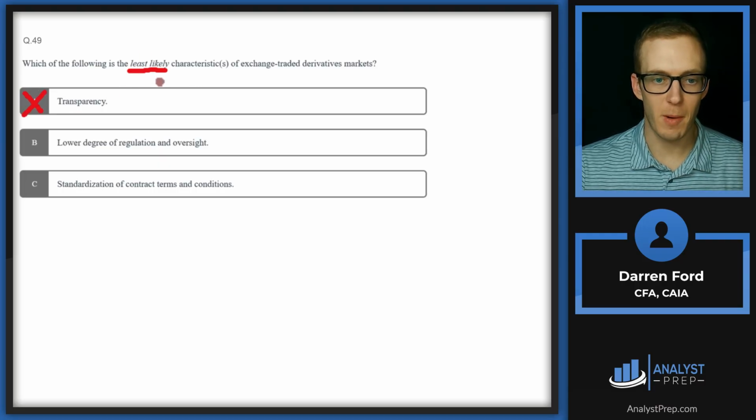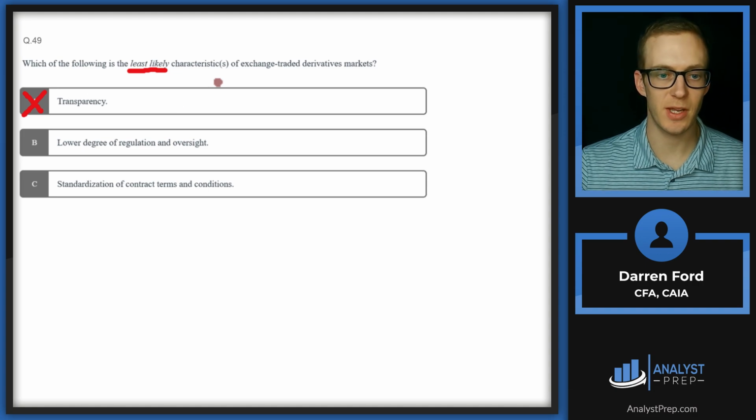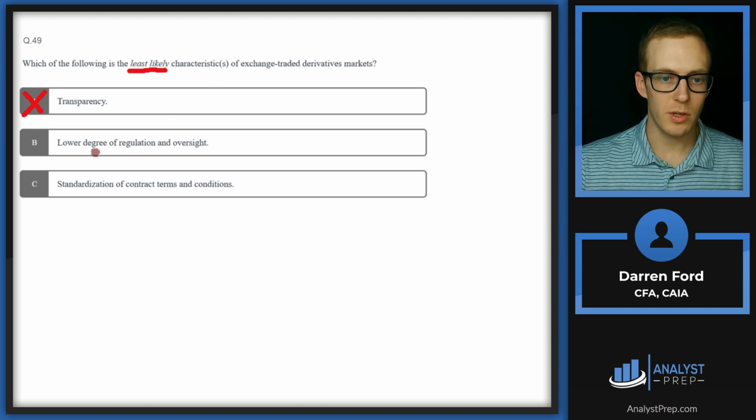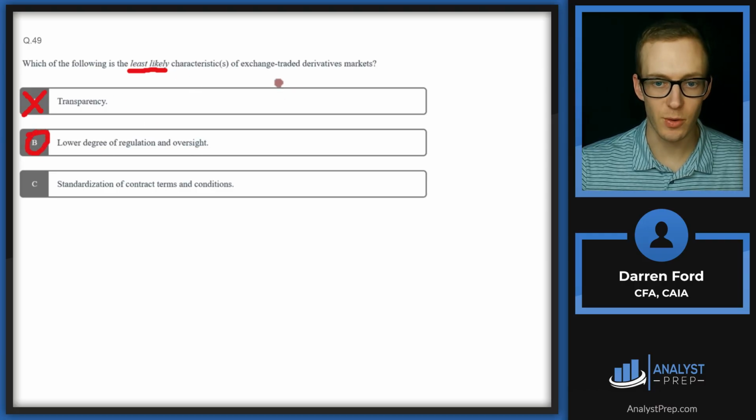Exchange-traded derivative markets are traded on exchanges, and so they're able to be seen by all market participants that have access to those exchanges, whereas something like OTC markets is going to be a little more exclusive and only available to certain institutional investors. B, lower degree of regulation and oversight. This is probably going to be our answer since they're going to have a high degree of regulation and oversight.